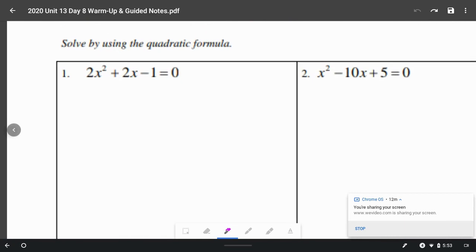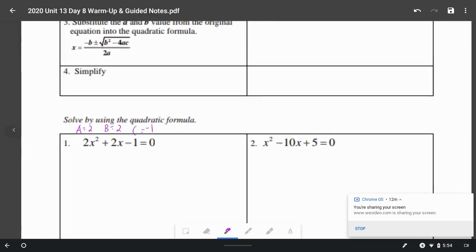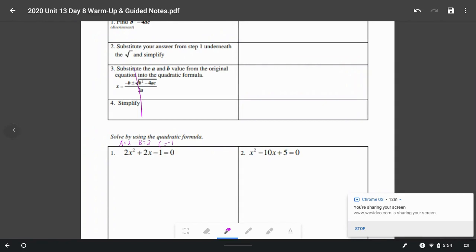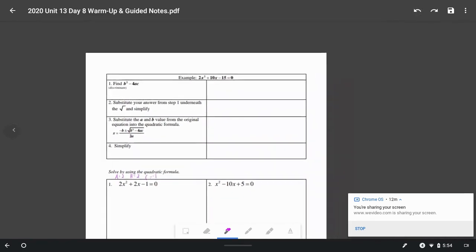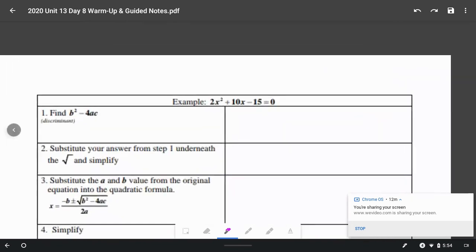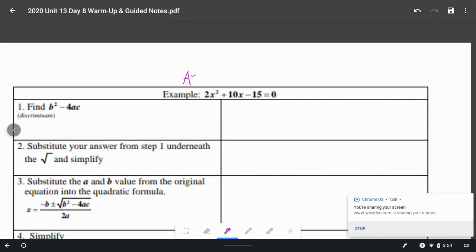So it's asking us to solve by the quadratic formula. The first thing that I always do is label what my a, b, and c are. That way I can get a good idea of what to plug into my equation. And then did they give us the equation? Oh man, I missed what's up top there. Oops. Okay, I'll do this one then. I'm sorry. So we have a is 2, b is 10, c is negative 15. I don't like that 15. I don't like that minus sign. Redo it. There we go.